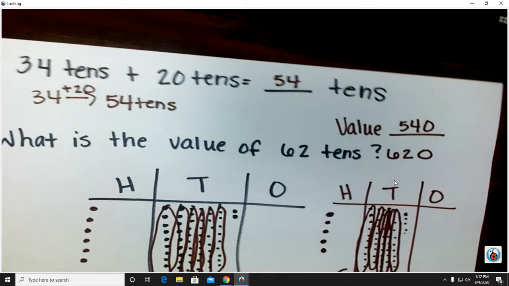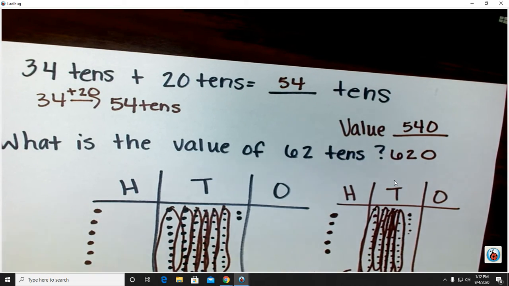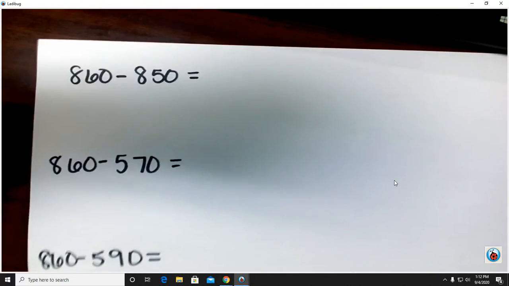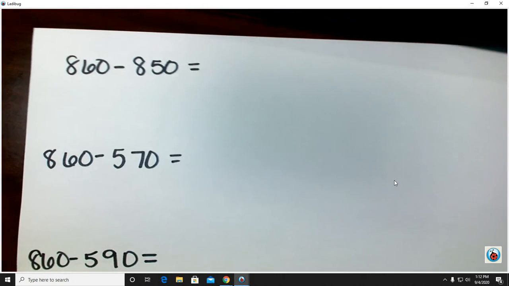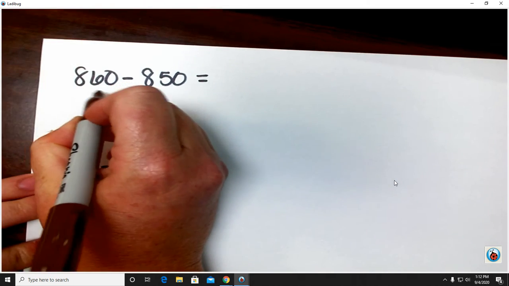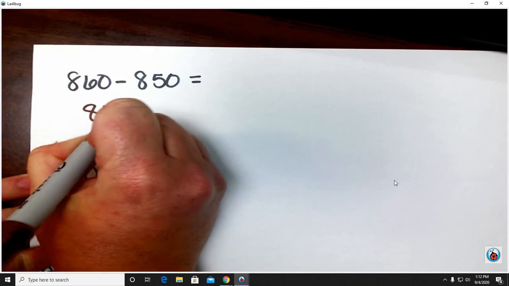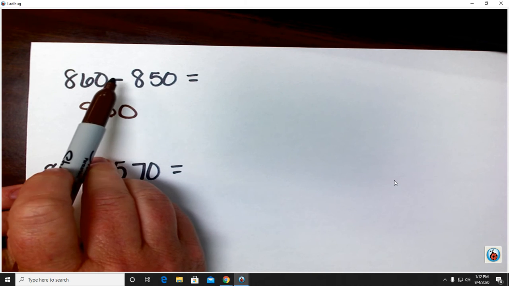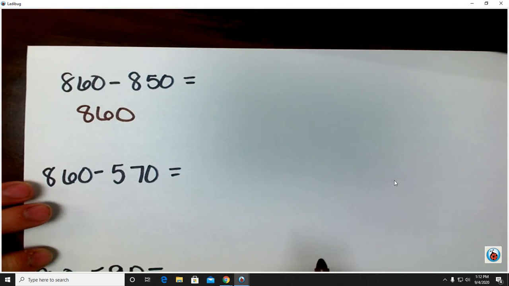Okay? So that's with addition. Now I'm going to show you some subtraction. And like I said, you can do mental math, you can use a place value chart, or you can use the arrow way. It's whatever fits your needs and whatever you like best. That's fine with me. So I'm at 860, but we're subtracting now. So be sure and pay attention to your sign in the middle. Don't get those messed up. Pay attention, because sometimes it's subtraction and sometimes it's addition now.